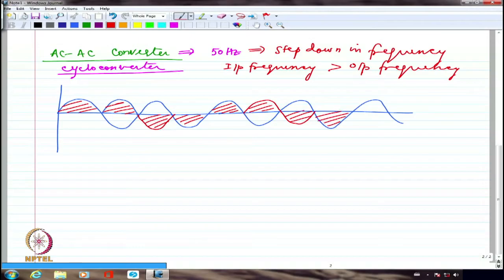Now what will be the frequency? Forget about the waveform. Waveform is not sinusoidal. Very clear. There is no doubt. But what about the frequency? The frequency is going to be 50 by 2. Right? If this is 50 hertz, I'm going to get 50 divided by 2. I'm going to get 25 hertz.